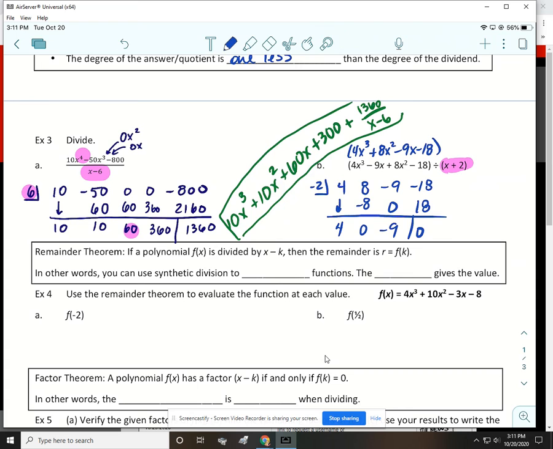All right, then we're going to go to write our answer. So it's 4x, and then the power on the x is 1 less than the power on the dividend, the degree of the dividend. So that's going to be 2. And then it would be 0x, so we don't need to write it. And then minus 9, and then no remainder. So that's it.